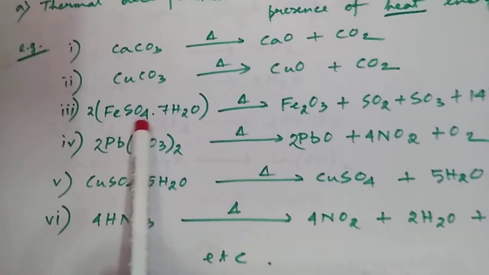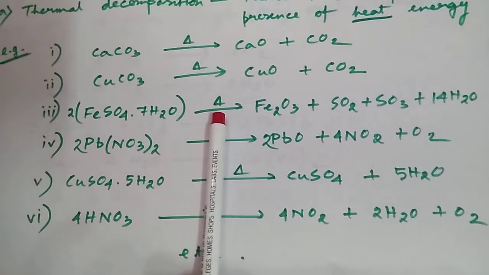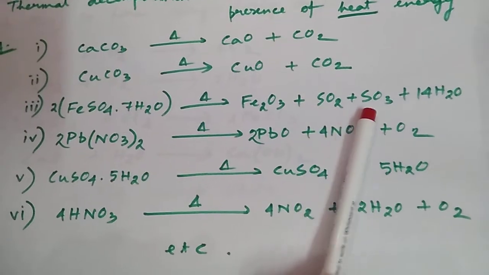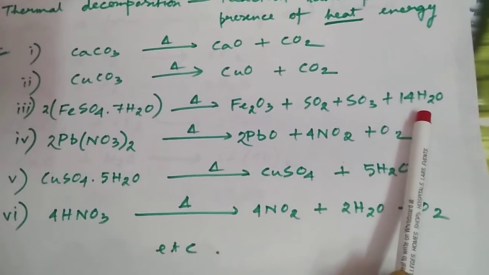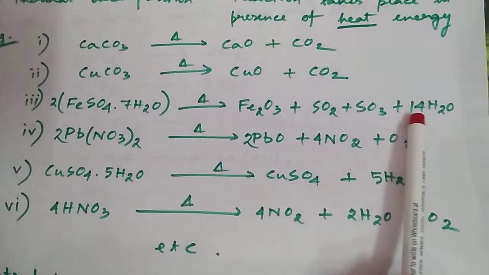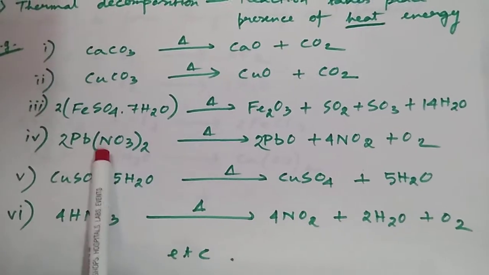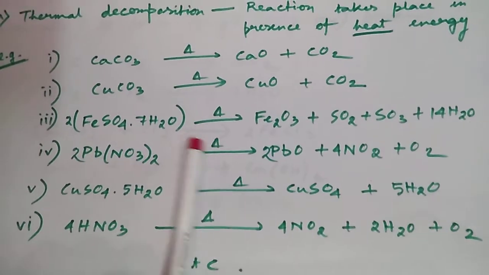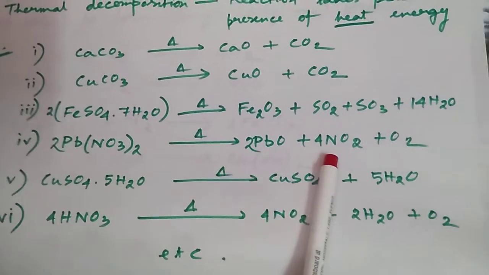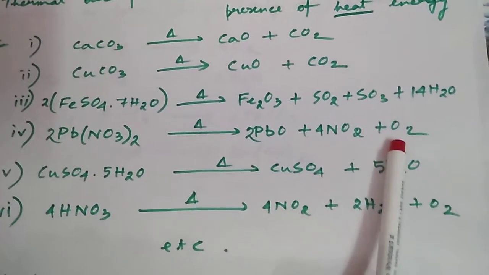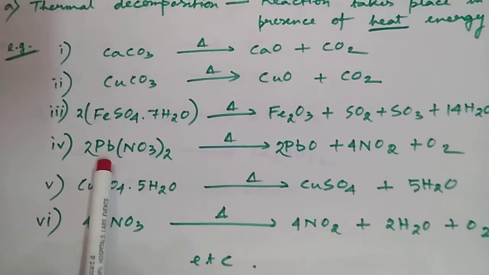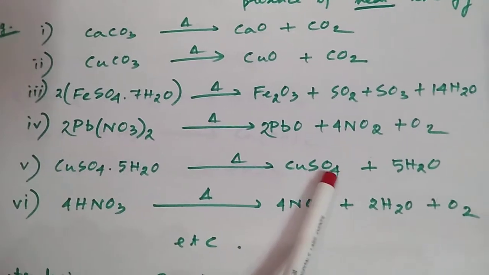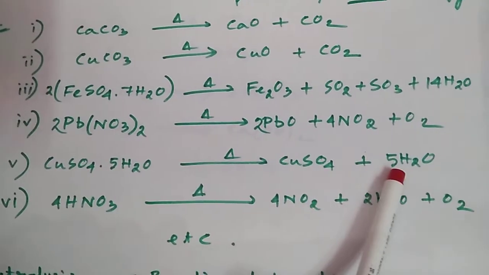Green colored ferrous sulfate crystals decompose in presence of heat to produce brown ferric oxide, gaseous sulfur dioxide and sulfur trioxide, and water. Here four products are there, only one reactant. Lead nitrate crystals, 2Pb(NO3)2, decompose in presence of heat to produce lead oxide, nitrogen dioxide and oxygen. Three products, one reactant. Blue colored copper sulfate crystals decompose to produce white powder of copper sulfate and water.